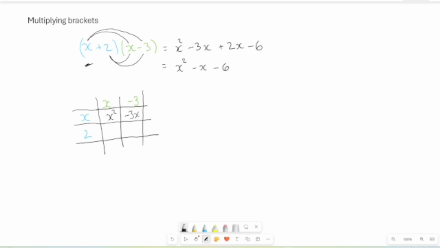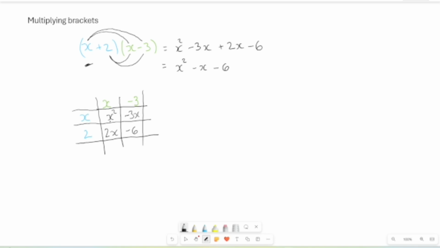This cell has an x at the top, a 2 at the side, so that's 2x, and of course that's a positive answer, simply because it's not negative. And this cell here has a minus 3 at the top and a 2 at the side, so that's minus 6.